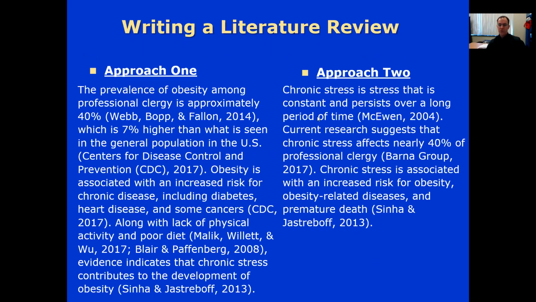Over here, you start with a definition of the independent variable, in this case, chronic stress. Then you start to lay out some of the definitions and what chronic stress is, and then you later on link it to obesity. So there are two different approaches here. Again, talking about the dependent variable and the link to obesity in clergy. Here you're talking about the independent variable in terms of chronic stress and its link to obesity. So either one is an effective approach in terms of laying the groundwork for writing a literature review.